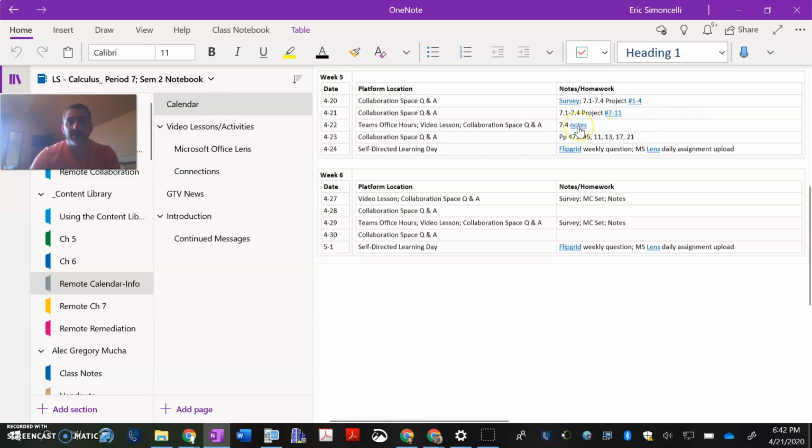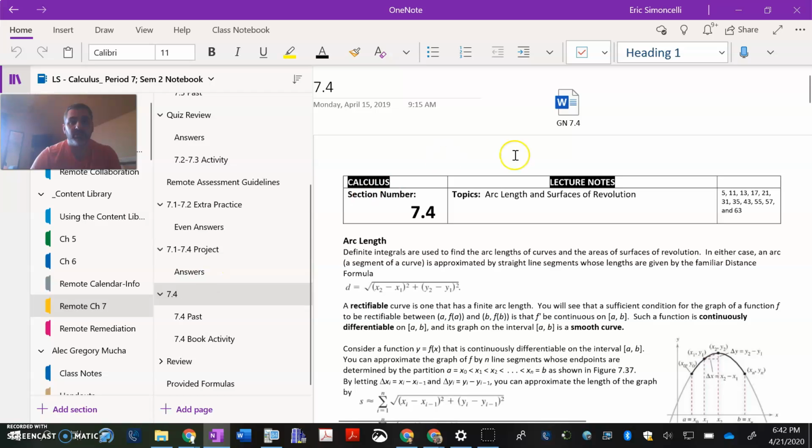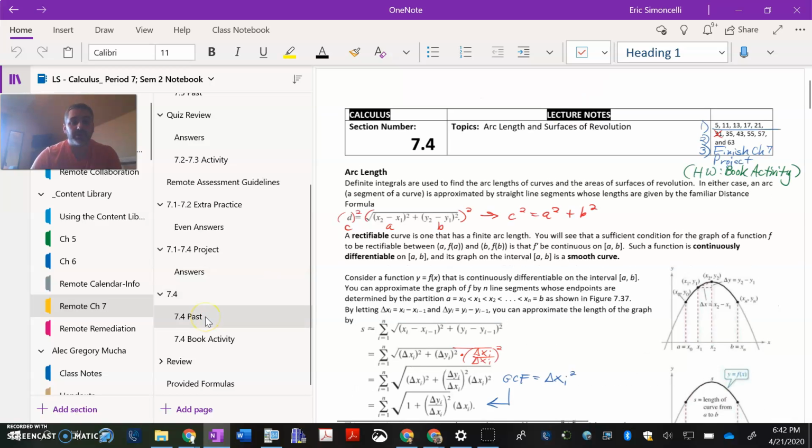Today we're going to be doing section 7.4 notes. So I'll go ahead and take you guys to that. So this is an old section of notes, again, entitled 7.4 Past. If we go back to the 7.4 blank version here, this is the PDF that you guys can print off if you'd like. But let me walk you through what 7.4 is all about.